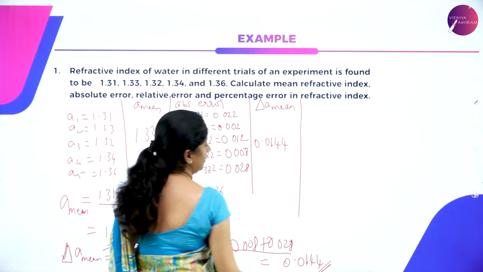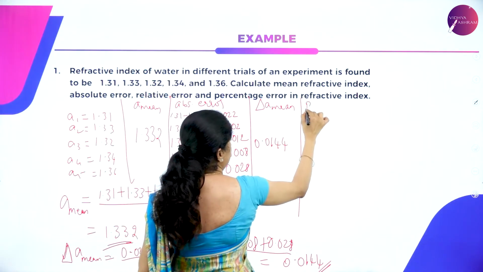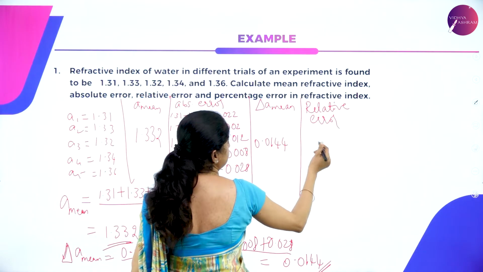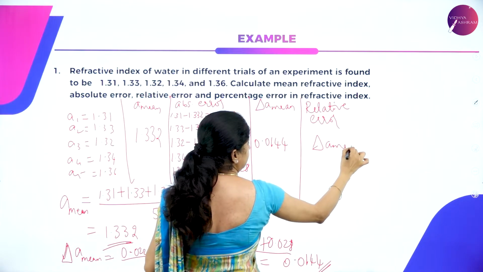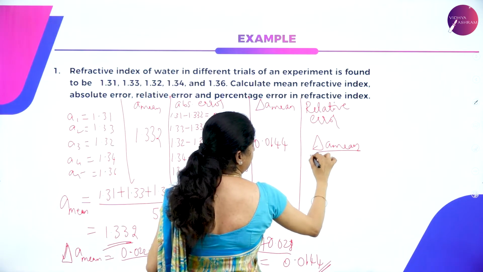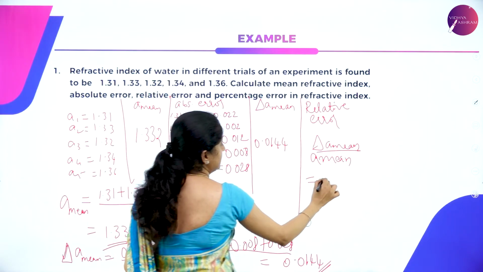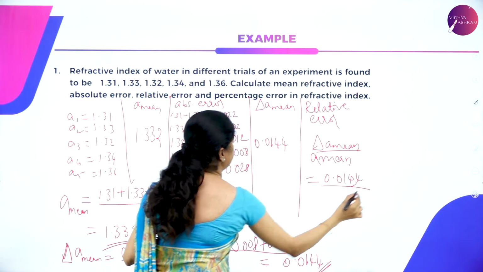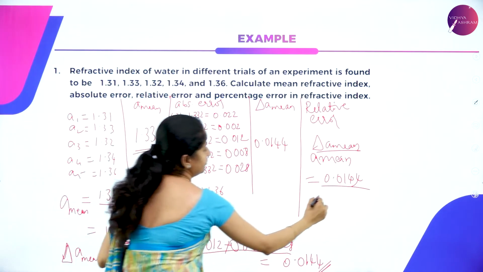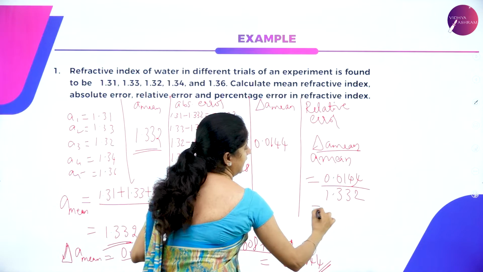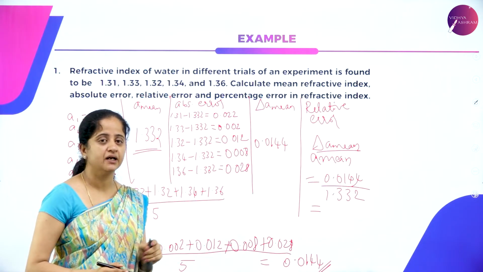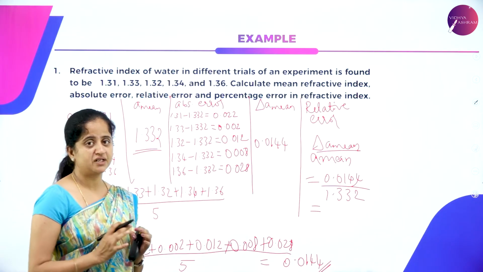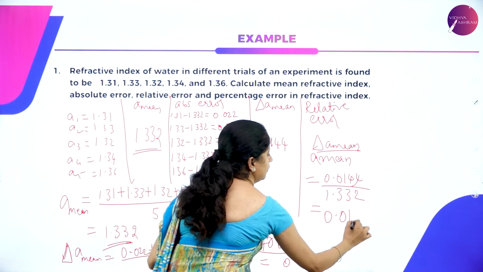0.0144. Now find the relative error. How to find the relative error? The relative error can be calculated as delta A mean divided by the mean value, or the average value, of the measurements. So delta A mean is 0.0144 and the average value of all the measurements is 1.332. The answer you get for the relative error, by taking the ratio of the mean absolute error and the mean value of the measurements, is 0.0108.